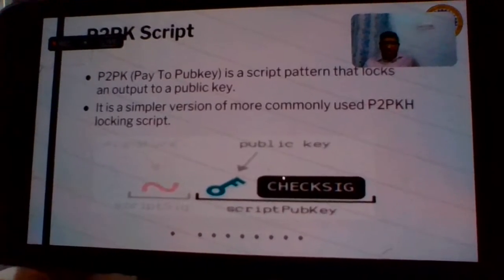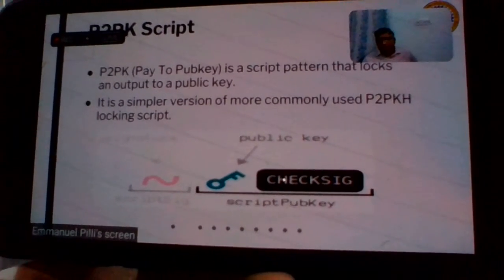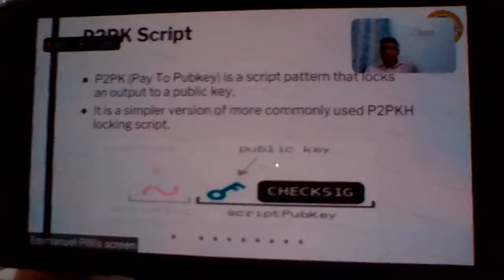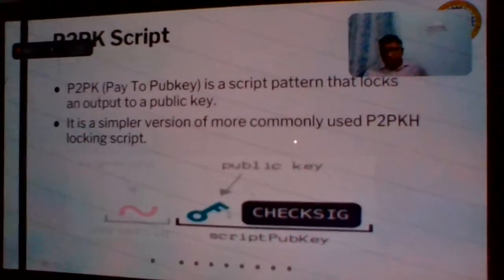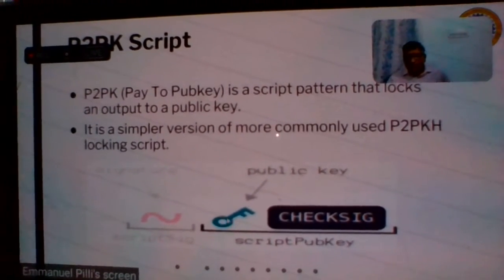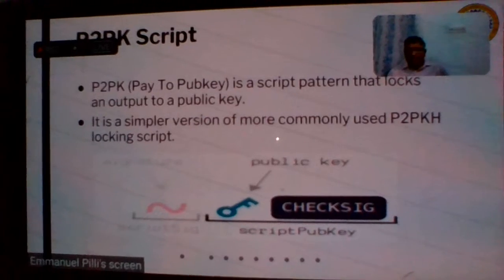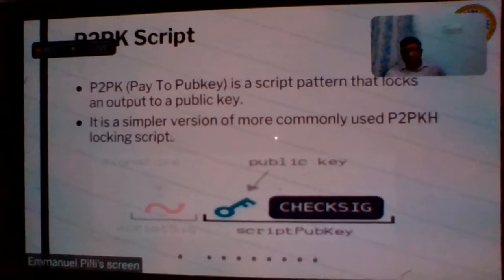So the P2PK script, pay to public key script, is a script pattern that locks an output to a public key. Right? So you have a public key, and you check whether the two signatures match, the scriptPubKey and the scriptSig, so both are matching. It is a simpler version of the P2PKH locking script. So it's a P2PK script.